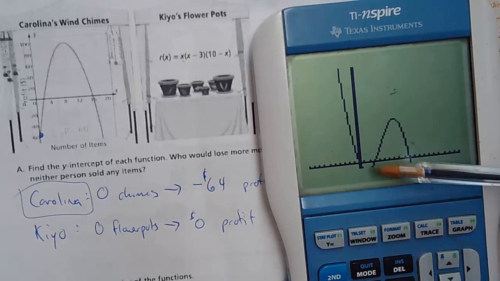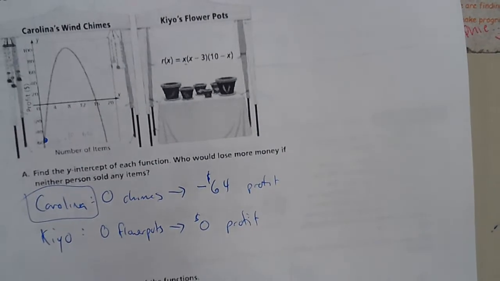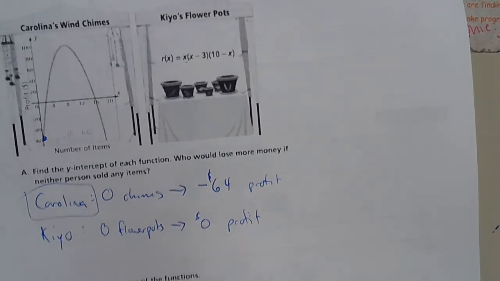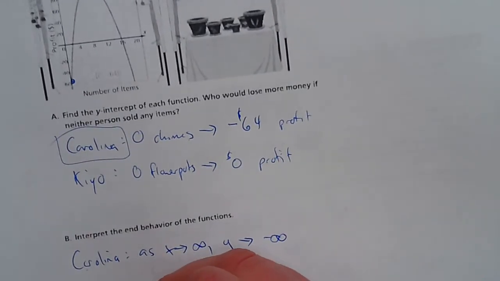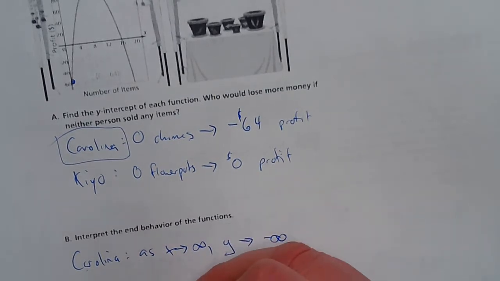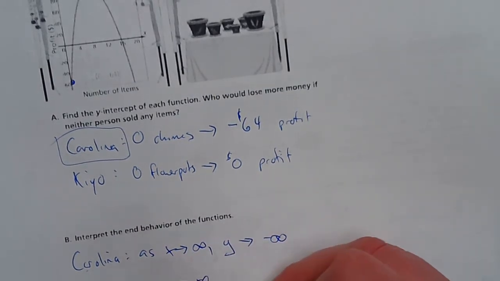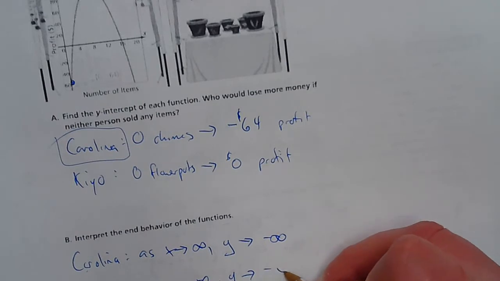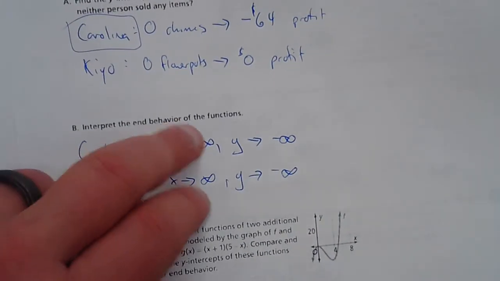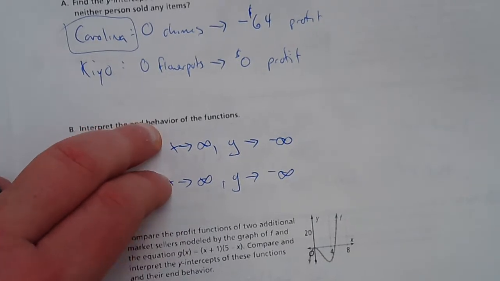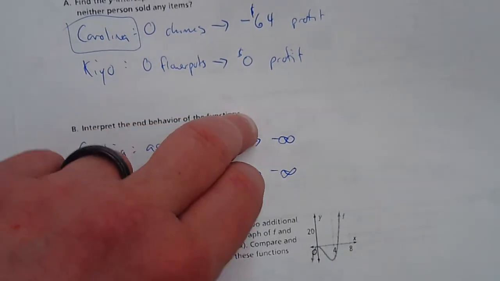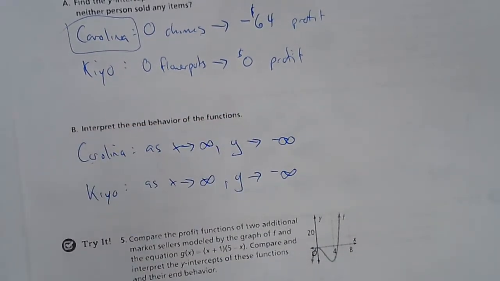So this one also, as you go towards selling infinite flower pots, does start heading down towards negative infinity. So in both cases, it's kind of a lose-lose scenario. There's no just sell them forever type thing going on here. You're going to lose money if you just make as many as possible. Same exact scenario for Keo here. So both people, as they make more and more pots or wind chimes, lose money once they hit a certain point.